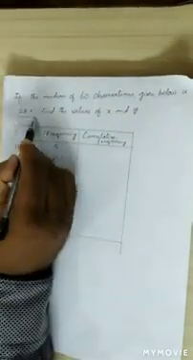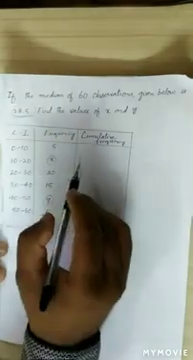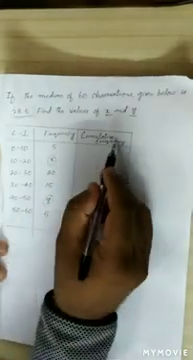Here median is already given to us. What is the median given to us? Median is given as 28.5. And here we have to find the value of this x and y which are missing in the frequencies column. So first we will find the cumulative frequency as we did in the earlier question.